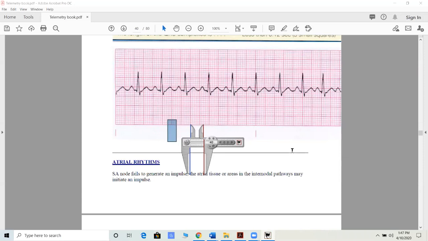What about seven small boxes? Let me take a look at what we have here. Okay, QT, 0.27, 0.24, 0.28. Yeah, I'm getting 0.28. What's the normal QT? The normal QT is between 0.34 and 0.44. So what can we say about the QT interval? All right, it's not normal.